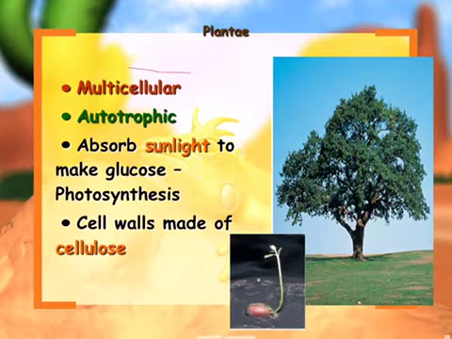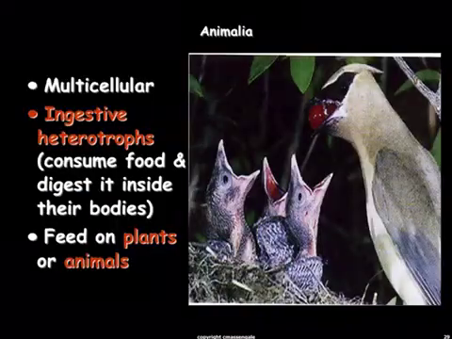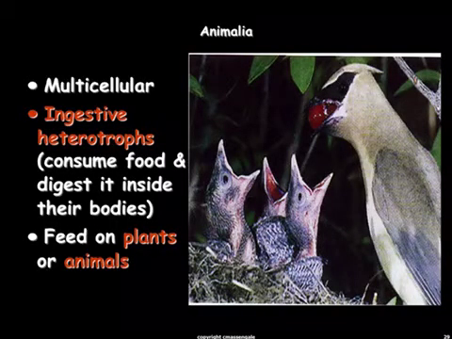Plant kingdom, these organisms are multicellular, autotrophic. Remember, they undergo photosynthesis. We talked about that earlier in the year. And they have cell walls made of cellulose. And finally, the kingdom Animalia, to which we belong. These are multicellular organisms as well. These guys, like us, are ingestive heterotrophs in which we consume our food and then digest it in our bodies. And we feed on plants and or animals. And this is the last group we'll look at in the semester. And in fact, the rest of our units will pretty much follow in order the way I just laid them out in the presentation here for you.